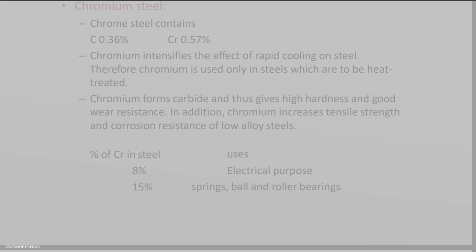Chromium steel. Chrome steel contains C 0.36%, Cr 0.57%. Chromium intensifies the effect of rapid cooling on steel. Therefore, chromium is used only in steels, which are to be heat-treated. Chromium forms carbide, and thus gives high hardness and good wear resistance. In addition, chromium increases tensile strength and corrosion resistance of low alloy steels. Percent of Cr in steel 8%, uses electrical 15%. Springs, ball and roller bearings.